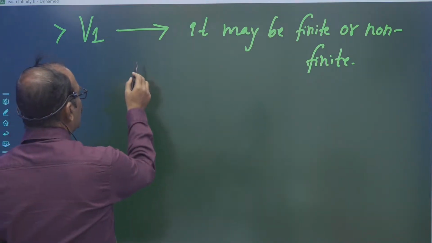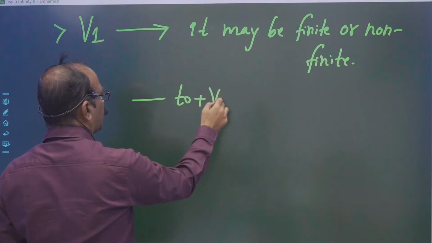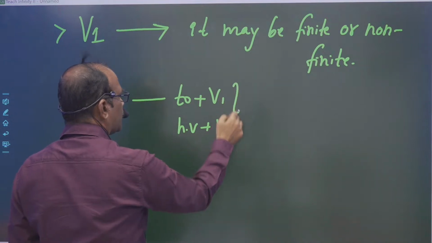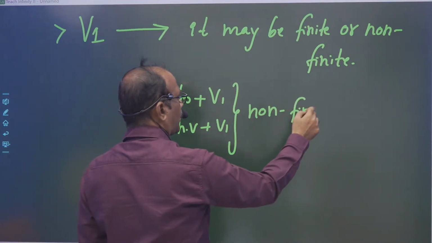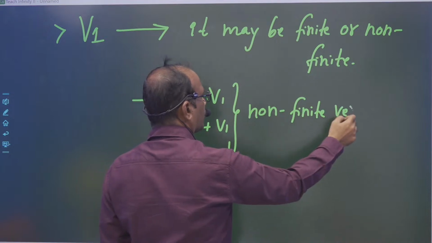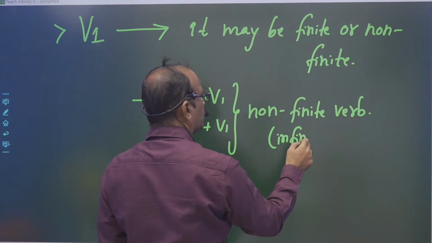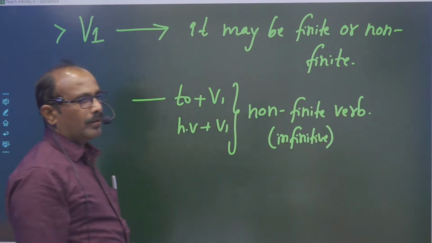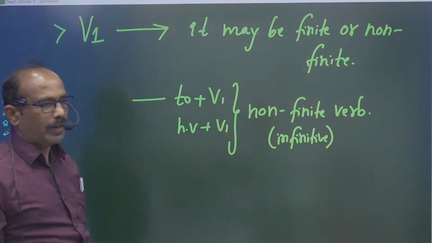And if it is having the preposition to plus V1 or helping verb plus V1, then this is mostly a non-finite verb. Non-finite verb ಆಗಿರುತ್ತೆ. Particularly that is infinitive ಆಗಿರುತ್ತೆ. This is a very short information about finite and non-finite verbs. And the rest of the plain V1, it is already a finite verb.